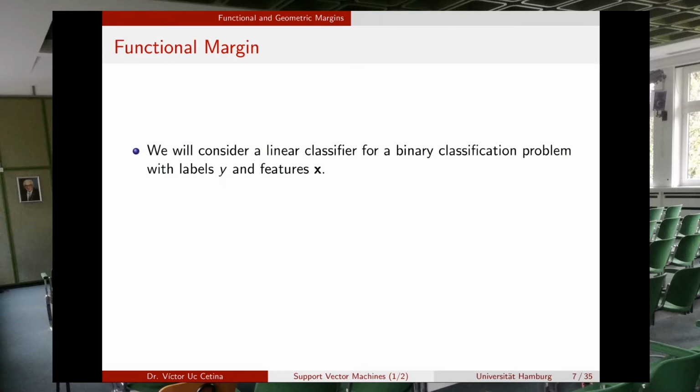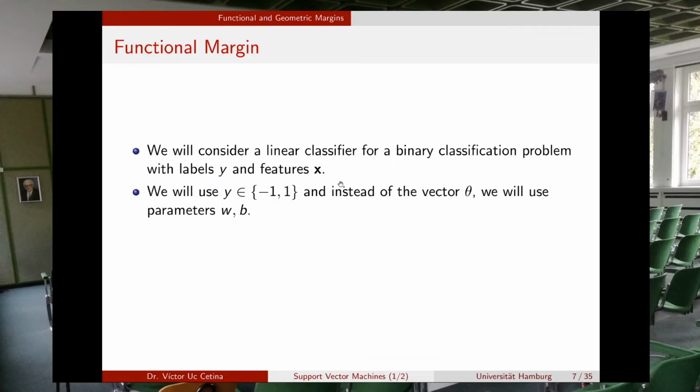First, let's talk about the functional margin. We will consider a linear classifier, again, for a binary classification problem with labels y and features x. In this case, we are going to use as labels the numbers -1 and +1. So the negative examples will be -1, not 0. And instead of the vector theta, we will use the parameters w and b.